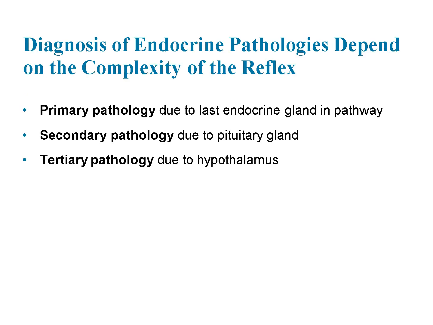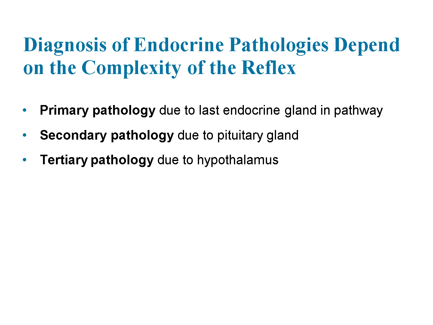This slide focuses on how the diagnosis of endocrine pathologies depends on where the dysfunction occurs within the hormonal reflex pathway. A primary pathology occurs when the problem is in the final endocrine gland that produces the hormone. For example, if the adrenal gland fails to produce cortisol, the pathology is primary.